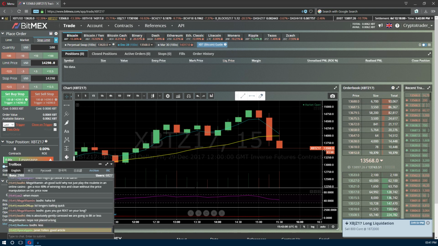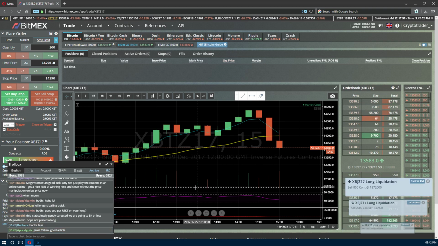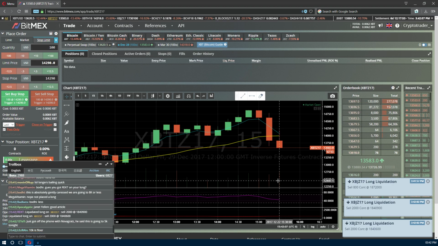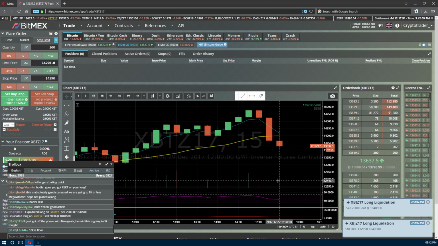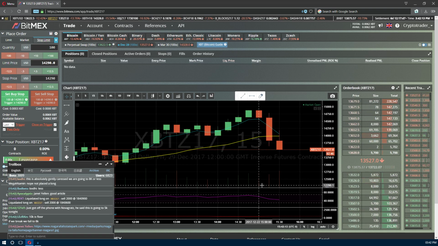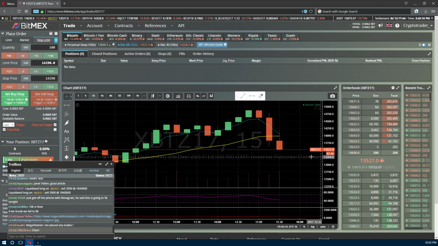These are bears taking control. Already back down to 13. Okay. We got 2 minutes left. I just want to see what the bulls end up doing before the end of this candle before I figure out what I'm going to do.